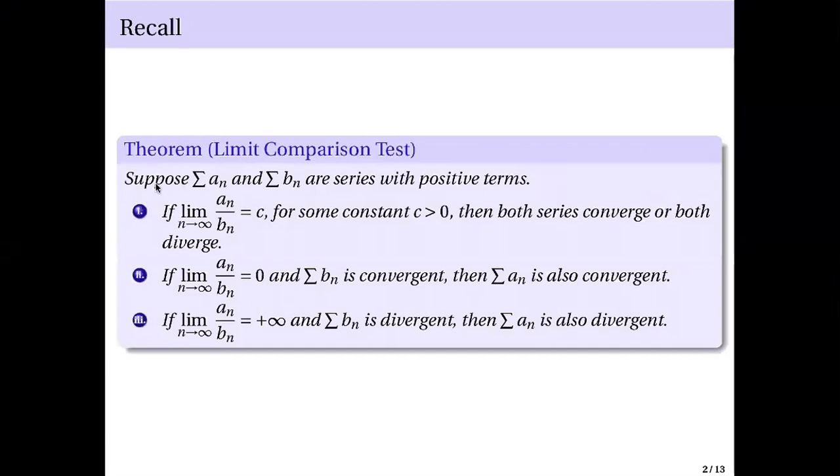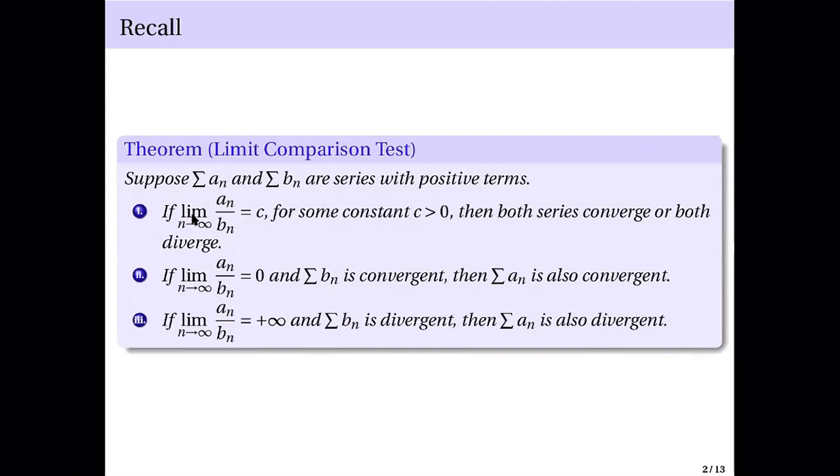So here we have two series, the series with AN and the series with BN. These are series with positive terms, so AN are all positive and BN are all positive. Then we have these three cases. So sa first case, if the limit of AN over BN equals a positive constant, okay, then both series AN and the series BN are convergent or both of them are divergent.